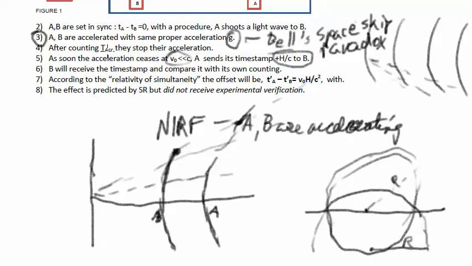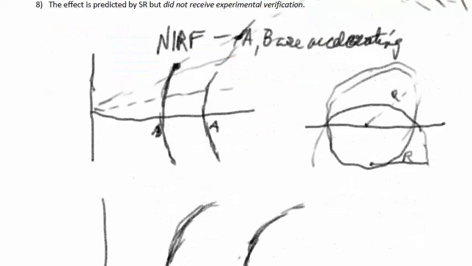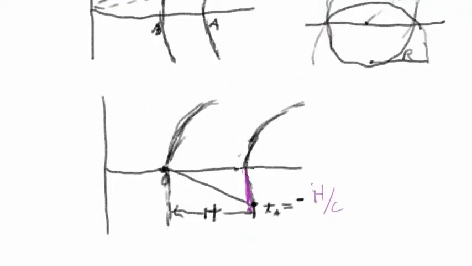After counting t sub acc, they stop their acceleration. So if they can synchronize that so that the acceleration begins right here and the acceleration of this guy begins right there, so he decides, I'm going to start accelerating at the same point in time that he starts accelerating, then they would be able to do this.